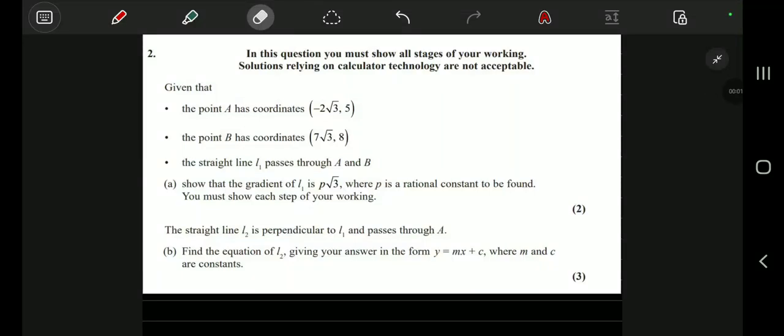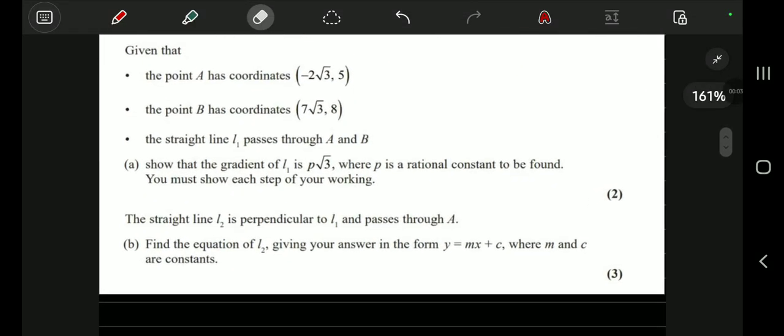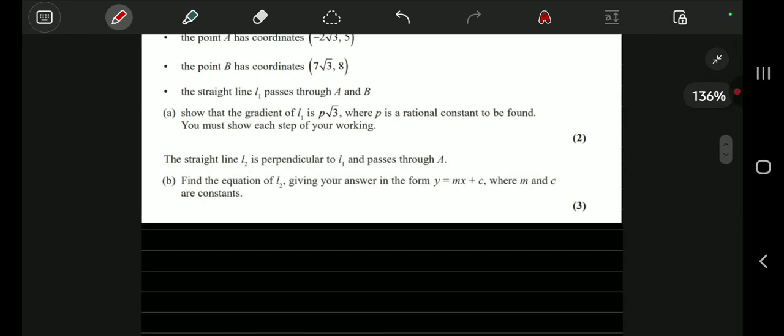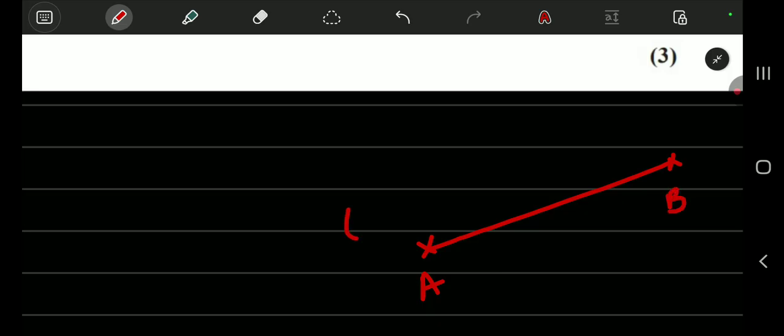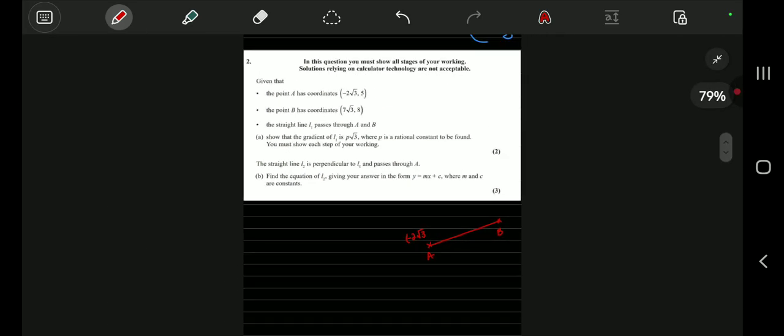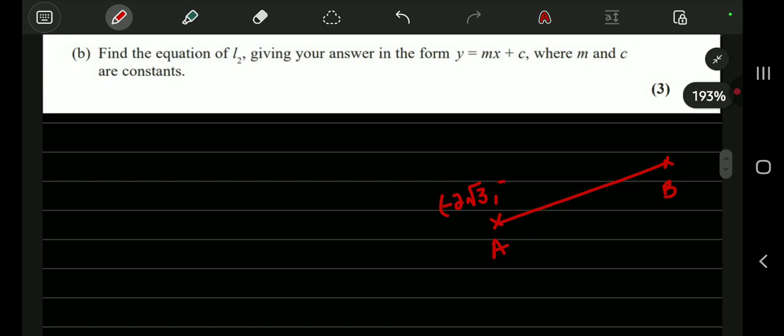Okay, so question 2 says that given that a point A has coordinates and there is a point B that has coordinates and the straight line L1 passes through A and B. So imagine it to be like you have a point A and you have a point B. A has coordinates -2 root 3 comma 5 and B has coordinates 7 root 3 comma 8.